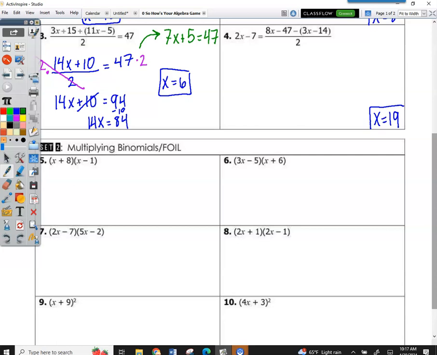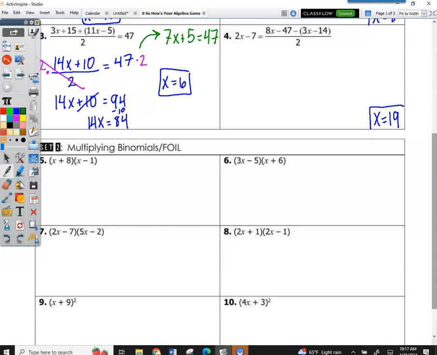How many of you remember FOIL from Algebra 1? I remember hearing that first, outer, inner, last. Okay. I have a love-hate relationship with the word FOIL. Here's why. I love it because it kind of helps people remember what to do. And it's simple. First, outer, inner, last.